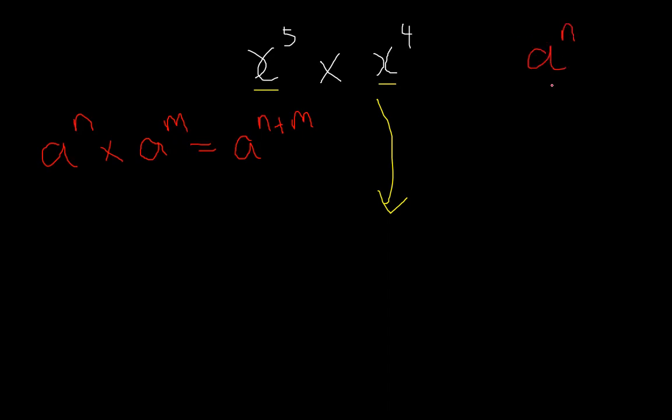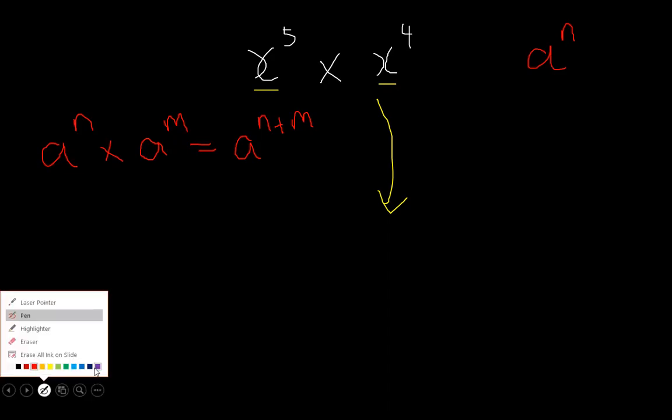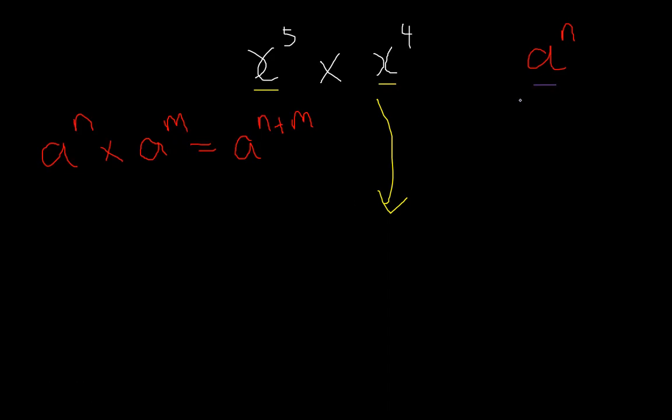Let me just put this for the people who came in late. Wait, a is the base. n is the index. Just for the people who came in late. That's why I could just eyeball this and say, okay, both of them have the base x. So I could apply this rule.